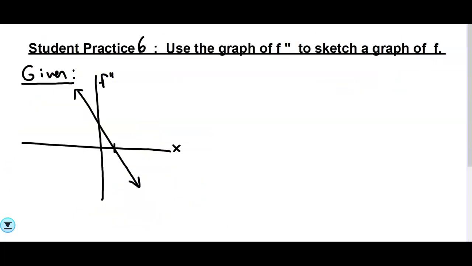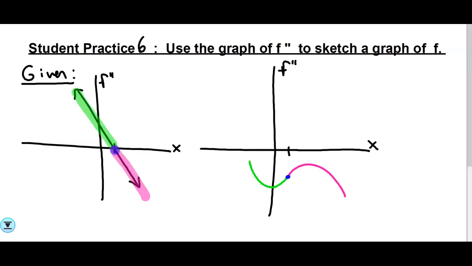All right, so here's your second derivative. See if you guys can sketch the graph of f. When you unpause the video, I will show you my solution. All right, there you go.